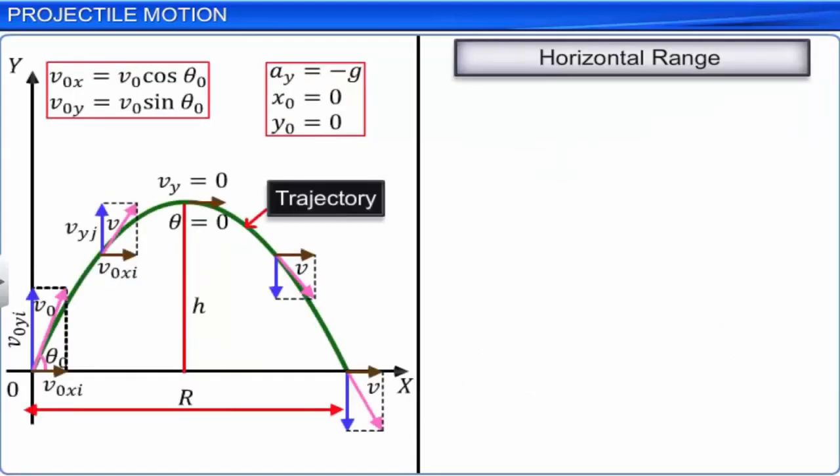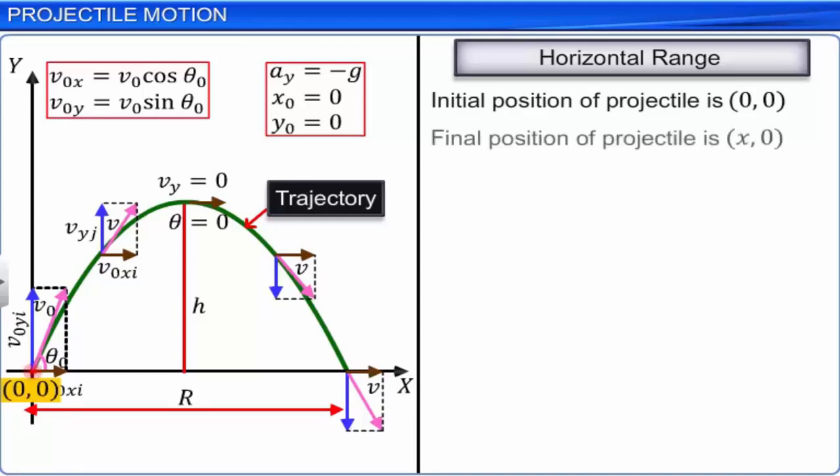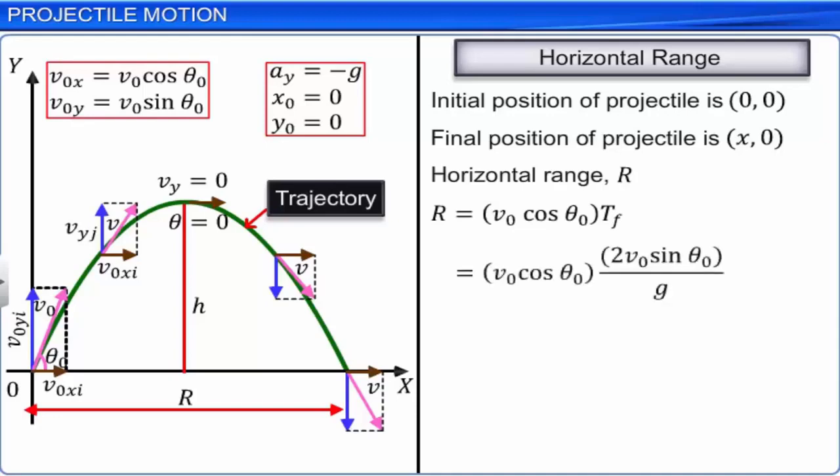What is the horizontal range of the projectile? Here, the initial position of the projectile is 0, 0. The final position of the projectile is x, 0. X is known as the horizontal range, r, of the projectile. This is the horizontal distance travelled by the projectile during its time of flight, Tf. On substitution and simplification, we get r is equal to V0 square into sin 2 theta divided by g. Let this be equation 9.